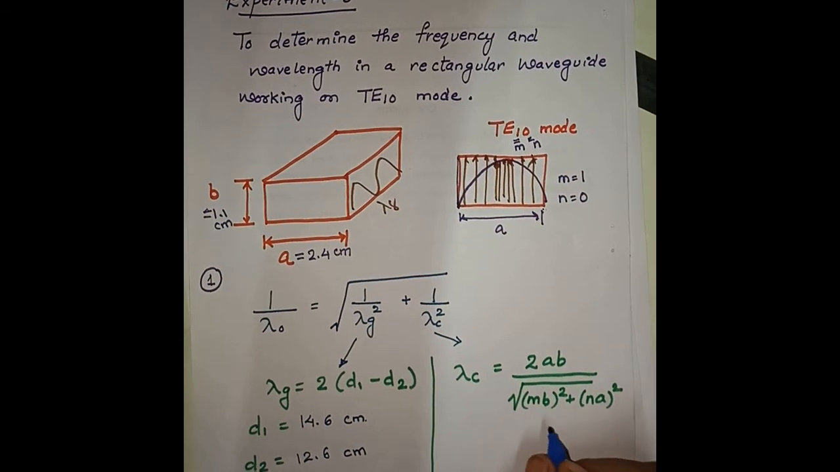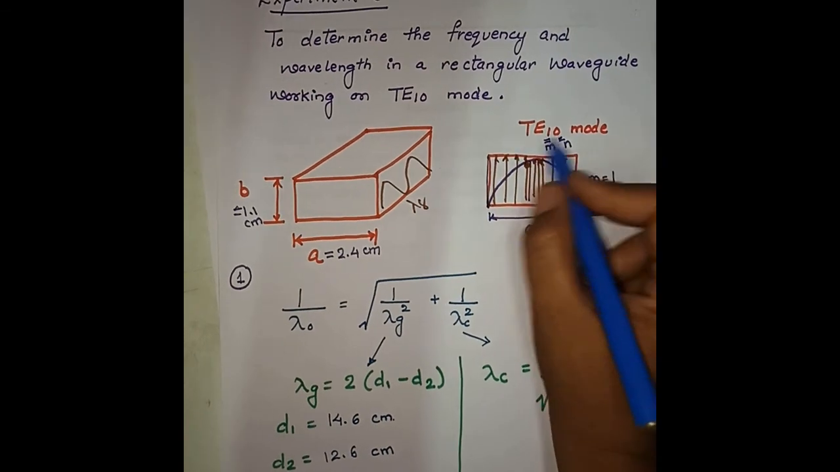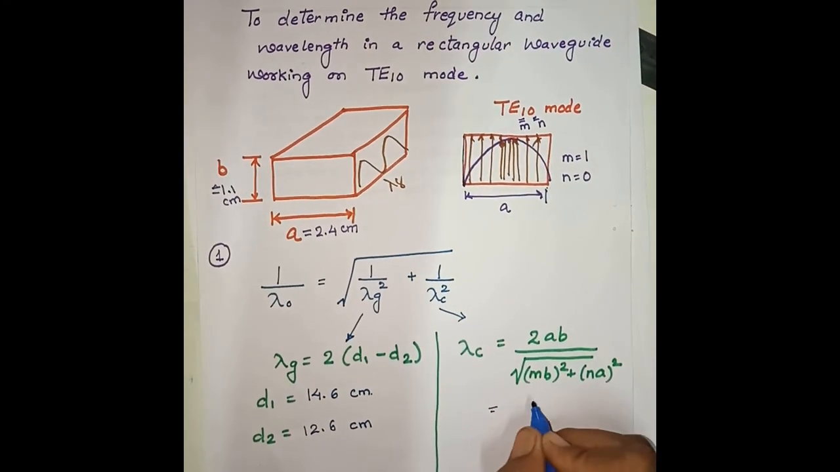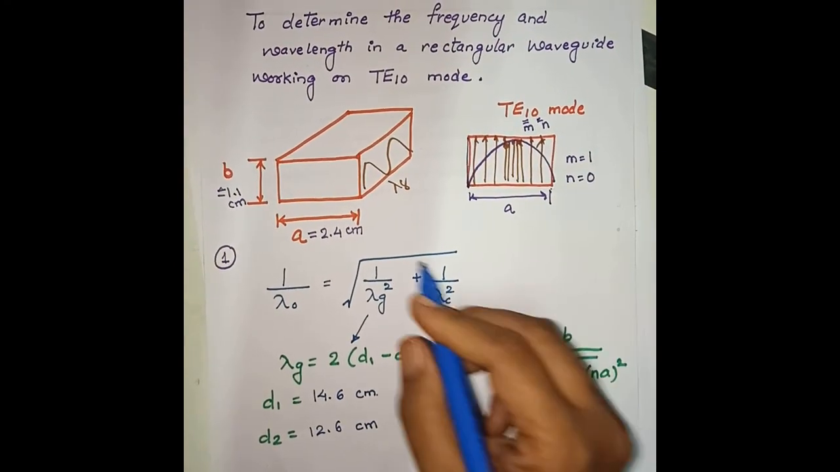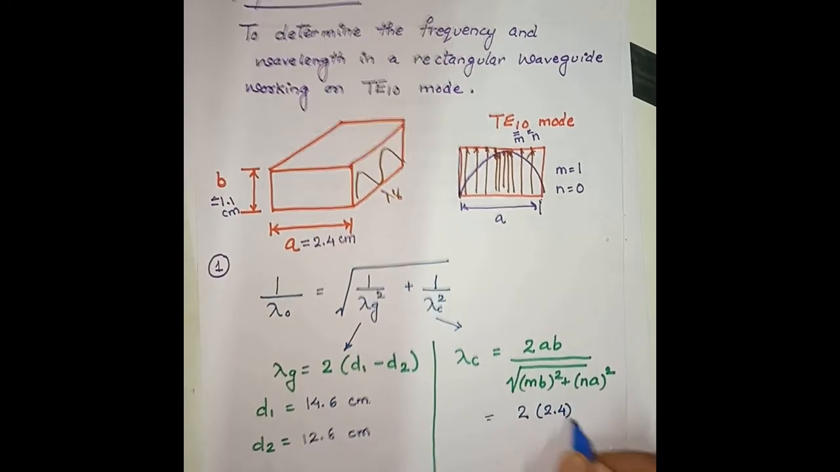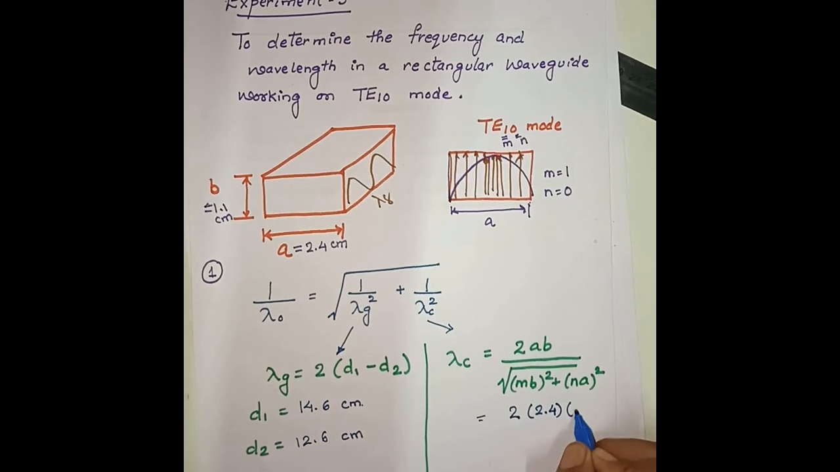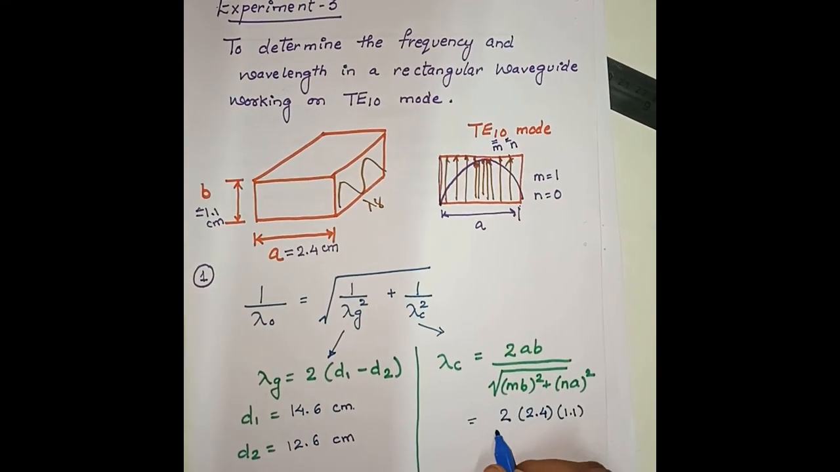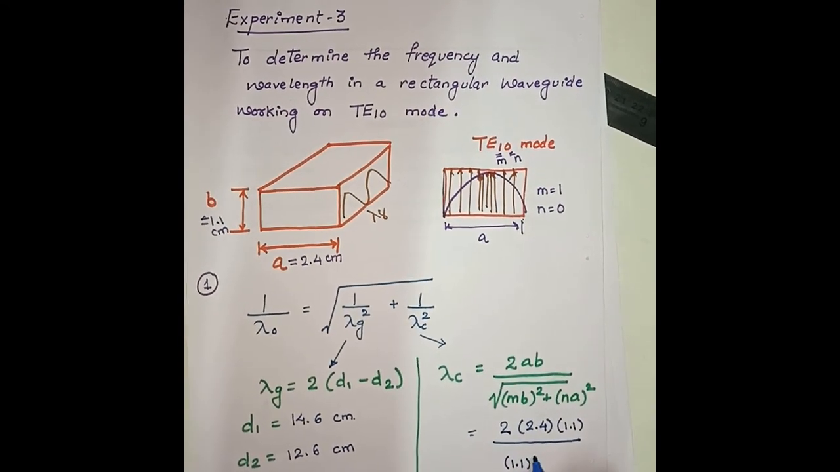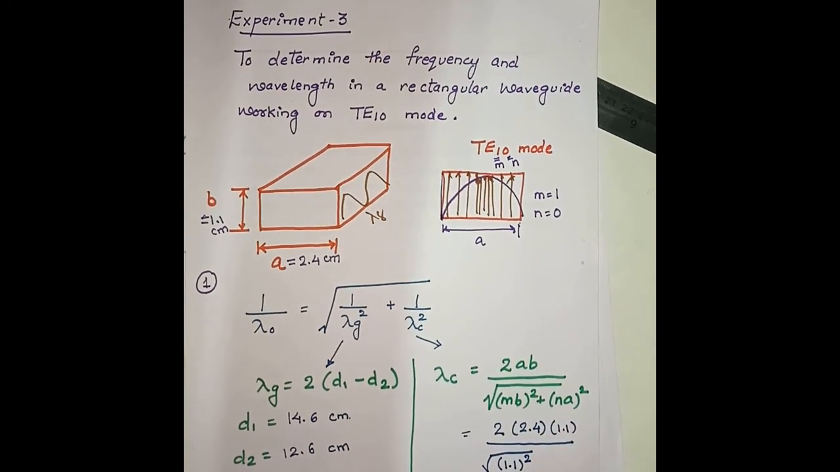So here, what is the value of m? We have already calculated that the value of m is equal to 1, as we are using TE10 in our rectangular waveguide. I know the value of a already. We have already calculated a, that is equal to 2.4 centimeter. We know the value of b, that is equal to 1.1 centimeter. Divided by, m is equal to 1, so we will write 1.1 square, and the value of n is equal to 0.